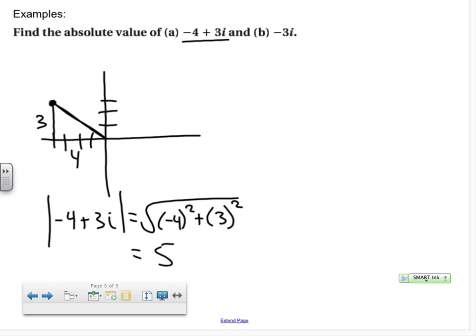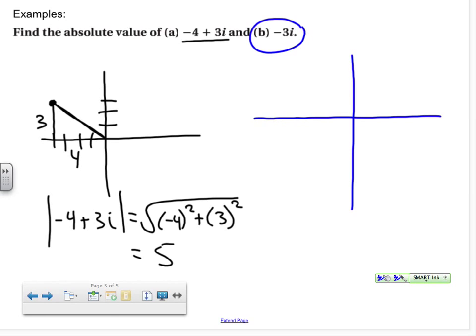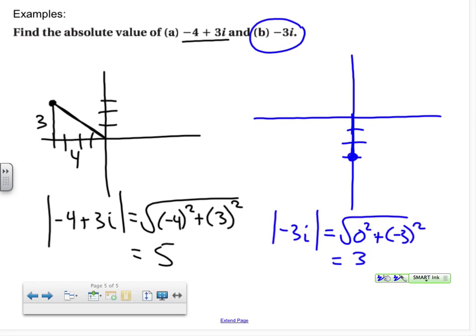Looking at B, how far is negative 3i away from the origin? Again, we can sketch it. You don't have to. You could maybe figure this out. So on the imaginary axis, we'll go 3 down. How far is that away from the origin? Well, that's 3 away. You can use your distance formula if you want to, but the absolute value of negative 3i, because the real component's 0, is the square root of 0 squared plus negative 3 squared. These are going to kind of cancel out, and you're just going to get 3.